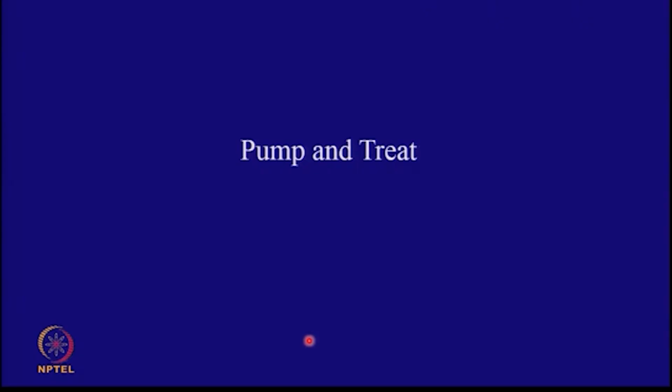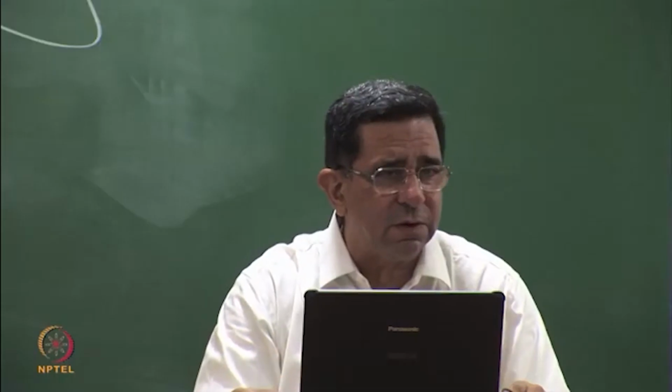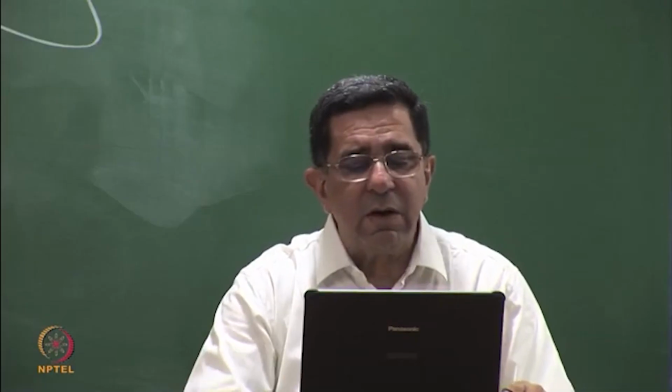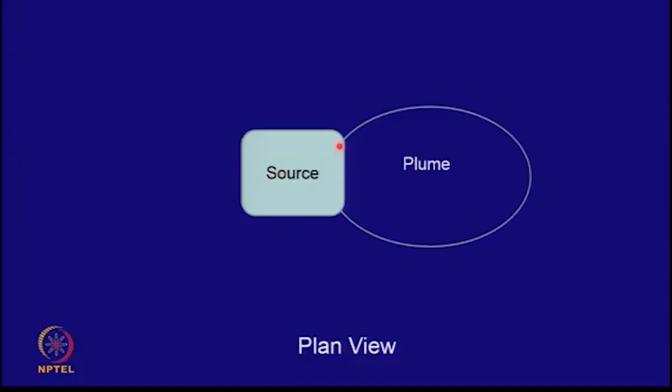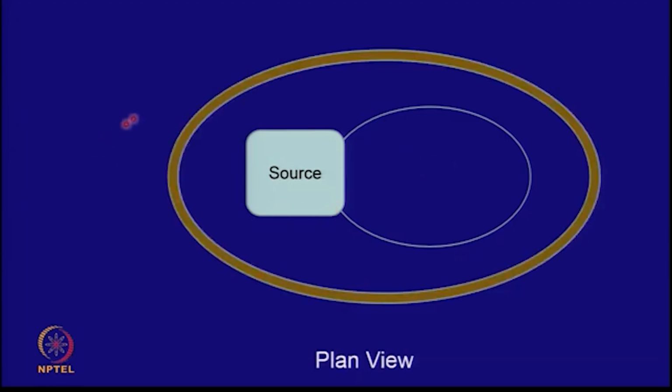I said let's look at pump and treat because this is adopted the most often. So let us say in plan this is the source and this is a contaminated plume. My immediate reaction is let me control this plume from spreading, and I put a vertical barrier all around it. Okay. However, I have to bring this entire area back to its original condition. The source has to go, this has to go.